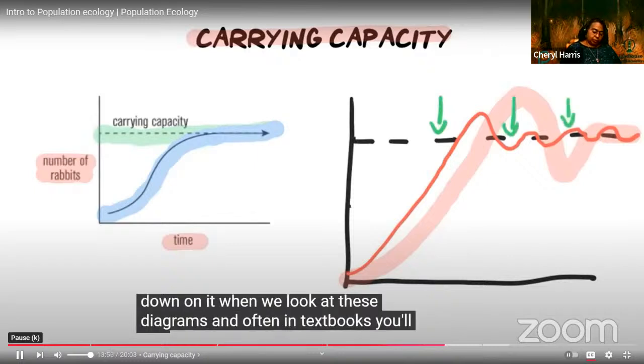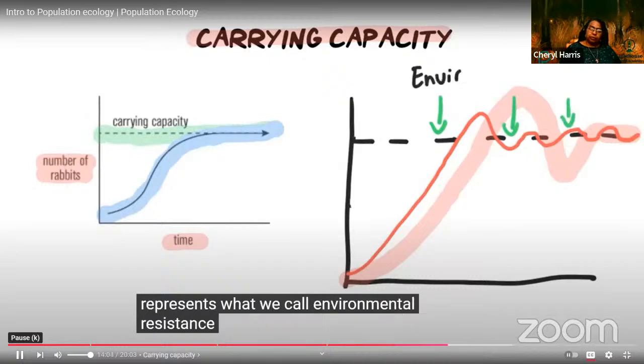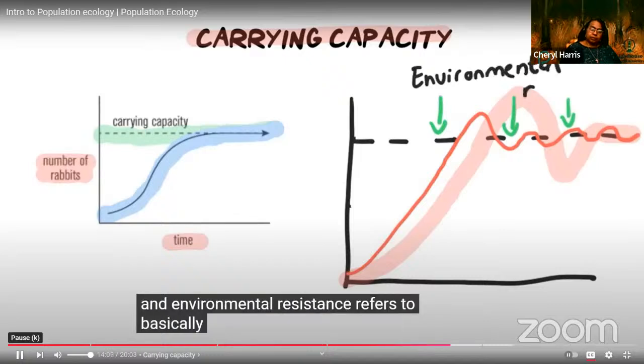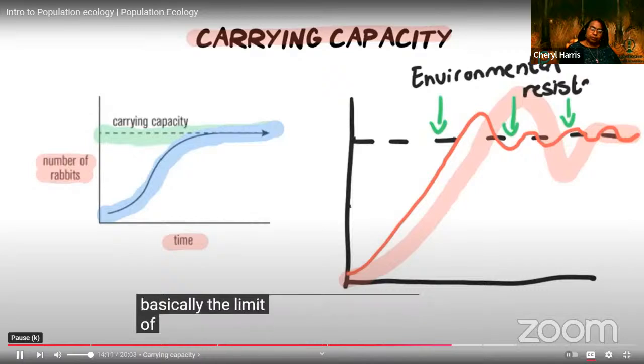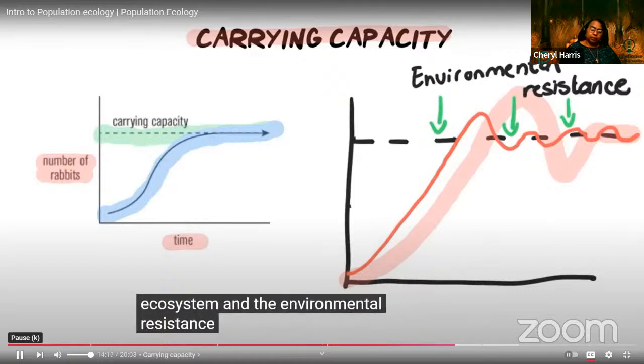And often in textbooks, you'll see these arrows pointing down, and that represents what we call environmental resistance. And environmental resistance refers to basically the limit of resources that are available in an ecosystem, and the environmental resistance resists the population growing. All right, so what you really need to know with this one is carrying capacity is dependent on available resources. And the available resources will create an environmental resistance.